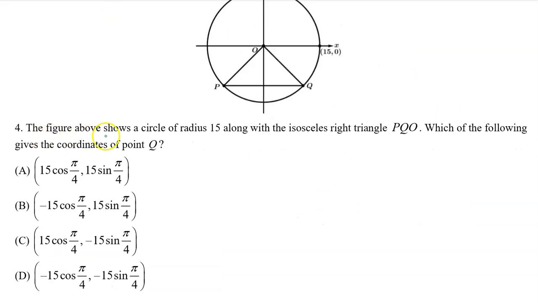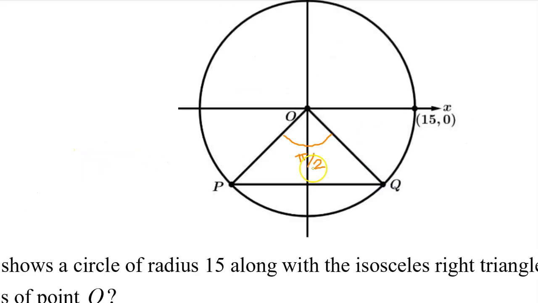Number 4. The figure above shows a circle of radius 15 along with the isosceles right triangle PQO. Which of the following gives the coordinates of point Q? This is a right triangle, so this angle right here is pi over 2, but it is being split down the middle, so each half will be pi over 4. But also each quadrant is pi over 2. So if this angle is pi over 4, this angle must also be pi over 4.